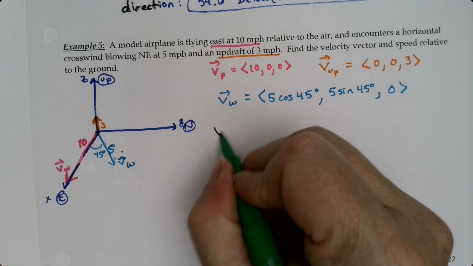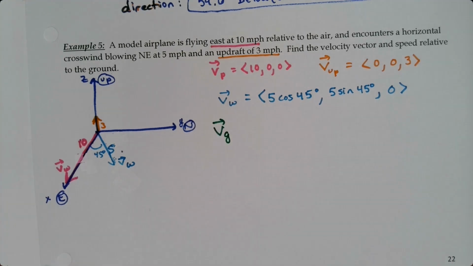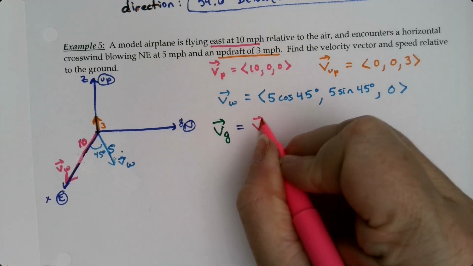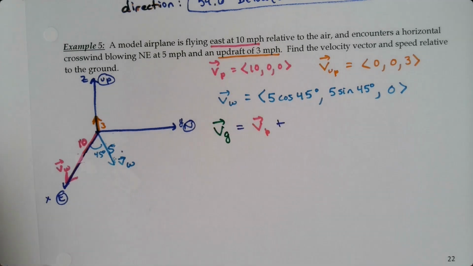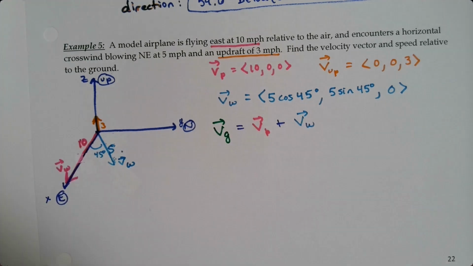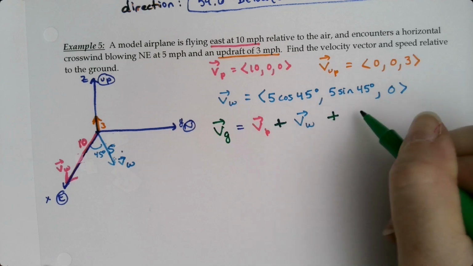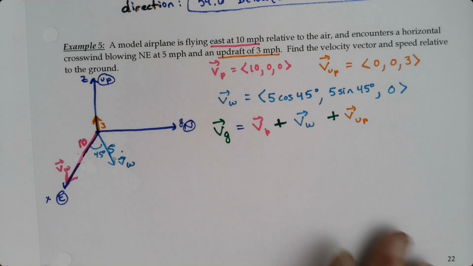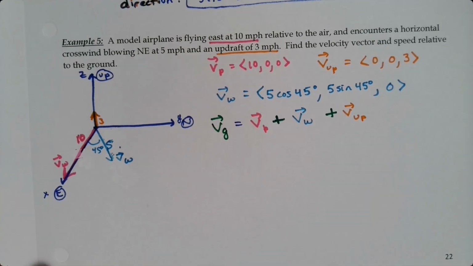All right, now the velocity relative to the ground, relative to the shore, I can talk, is the sum of these components, right? It's the velocity of the plane plus the velocity of the wind plus the velocity of the updraft. Those three pieces combine together to make the combined velocity of this model airplane. Okay, so let's see if I can write that in real small.